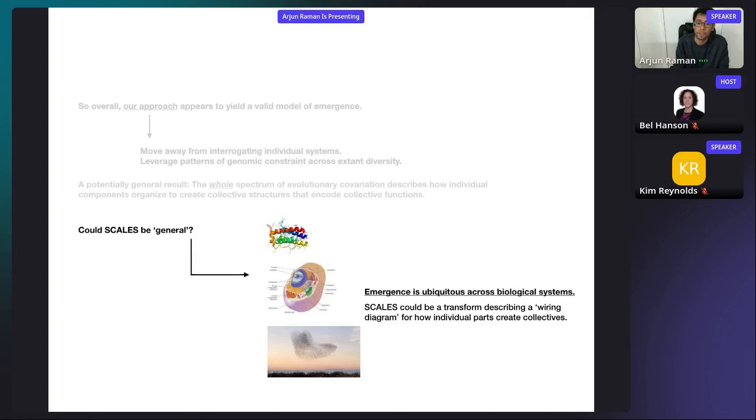Trying to understand how this parts list encodes function is something that we believe our approach could help with. So I'll end by saying that perhaps scales could be a transform for describing a, quote, wiring diagram for how individual parts create collectives. And we're testing whether this is ubiquitous across these different scales of organization in biology, as Kim alluded to in the introduction.